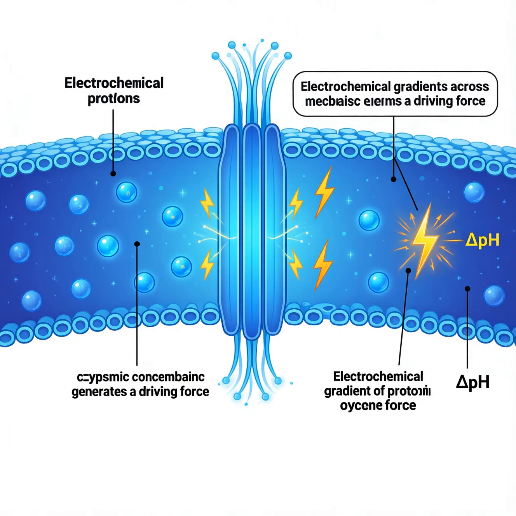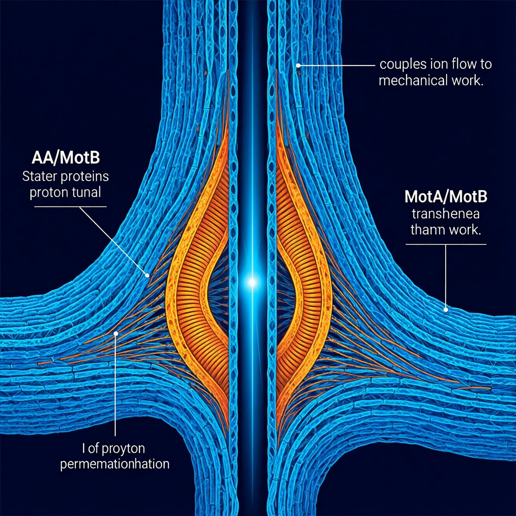The stator complex is composed of 4 copies each of MotA and MotB proteins that embed in the bacterial inner membrane. MotA contains 6 transmembrane helices, while MotB contributes a single helix that anchors the complex to peptidoglycan. Together they form a continuous proton channel whose narrow pore aligns with a rotor ring at the base of the flagellum.